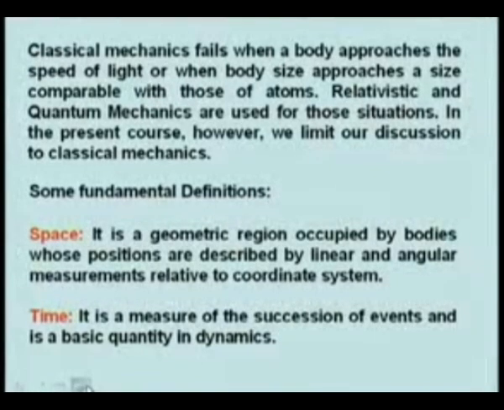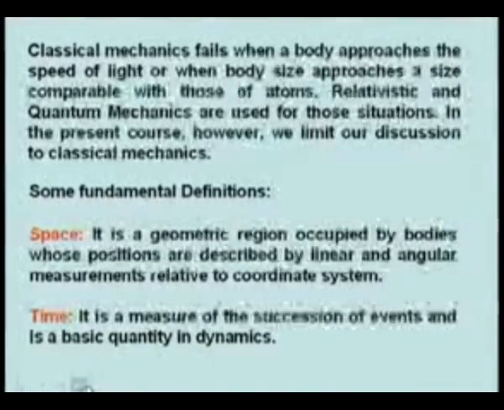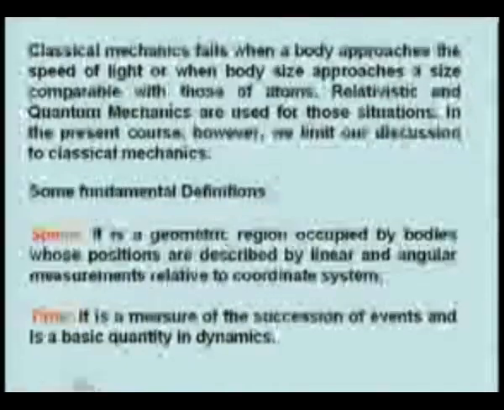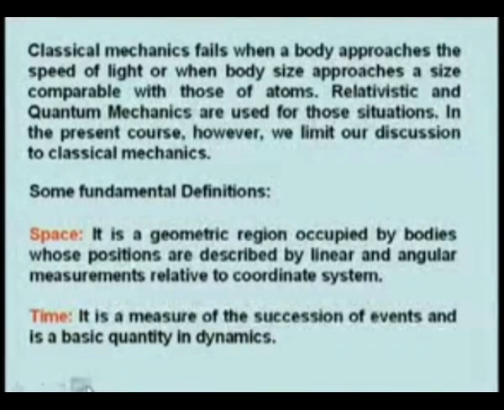Space. What is space in mechanics? It is a geometric region occupied by bodies whose positions are described by linear and angular measurements relative to a coordinate system. So, there will be a space in which bodies are placed, and the position of the bodies is described by linear measurement from some origin, and by angular measurement.